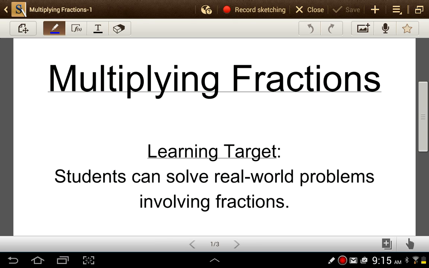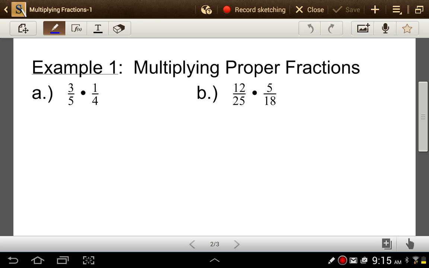Otherwise, pause it. Okay, example 1. Multiplying proper fractions. So the first thing we're going to do is multiply proper fractions, not mixed numbers or anything like that. Actually, this would work for improper fractions. It's the same method for that. When you multiply fractions, you multiply across. Numerator times numerator, denominator times denominator.